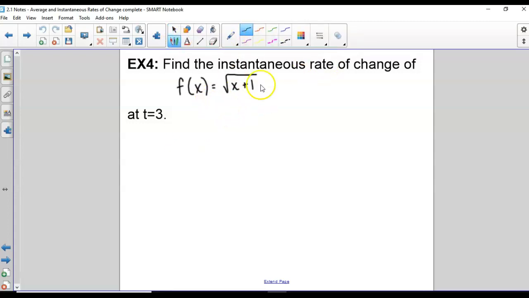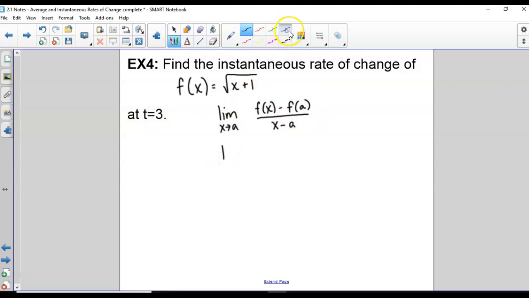I'm going to write down again what you've got in your notes. The limit as x approaches a of f of x minus f of a over x minus a. That is our limit definition of a derivative at a point. Our point here: we want to find the instantaneous rate of change of f of x at t equals 3. That instantaneous rate of change is the derivative, which is what we use this equation for. So we would plug in 3 for our a.